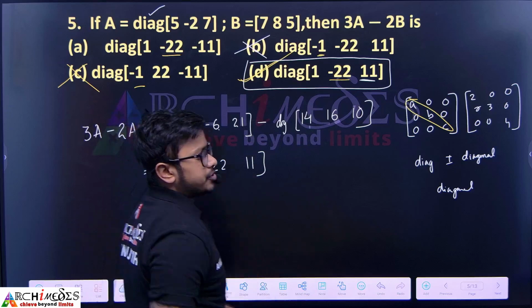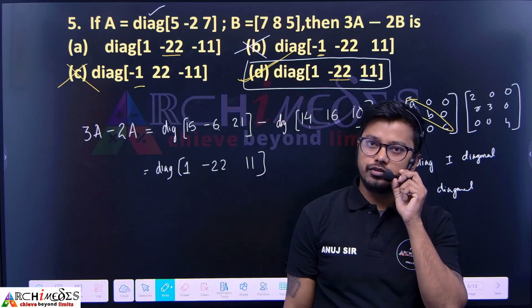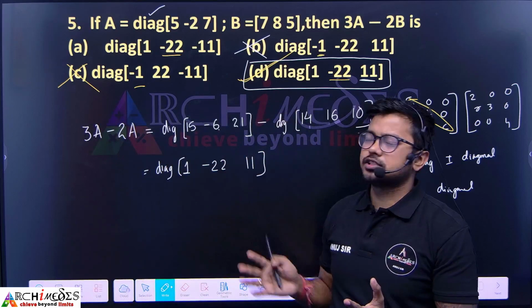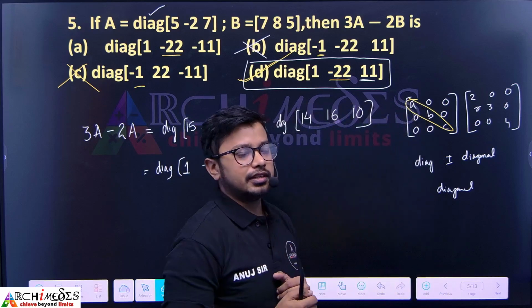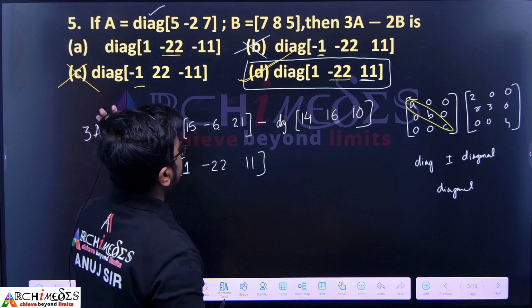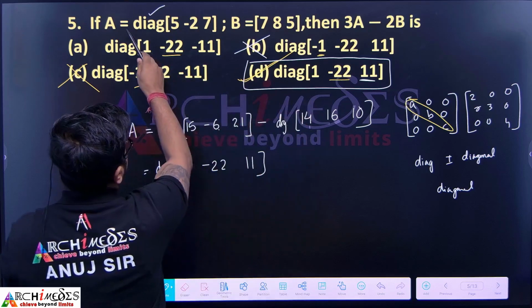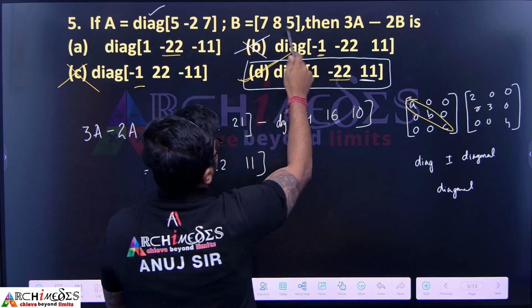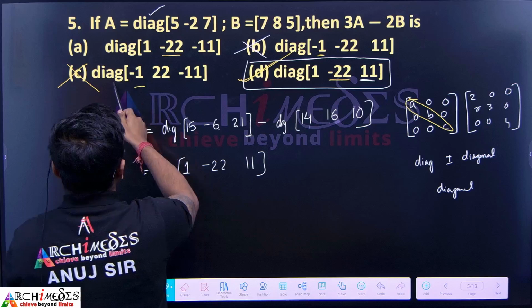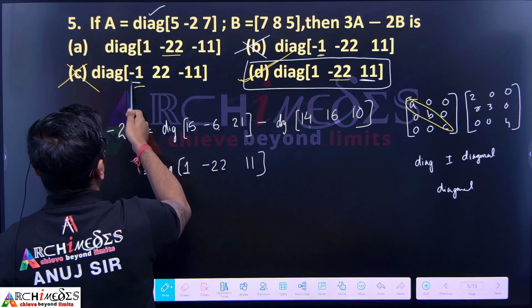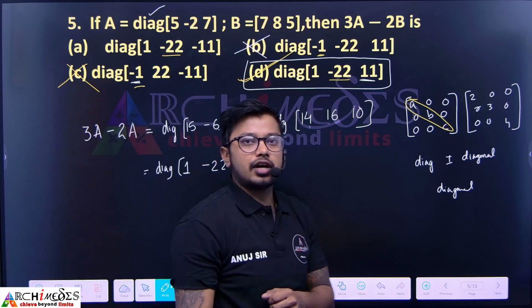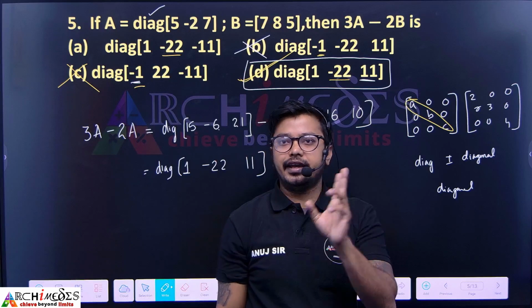So in this way, actually, we have to deal with MCQs. It is not that the full process is required. So the main part is how to deal with it. The concept is very important. So first, what I have done, I have just found the first element. So the first element I found is 1. Yes or no? 3 into 5 is 15 and 2 into 7 is 14, so 1. So in these two options, B and C, you have the option minus 1. That's why I'm neglecting these. So now we are at 50-50, A and D.